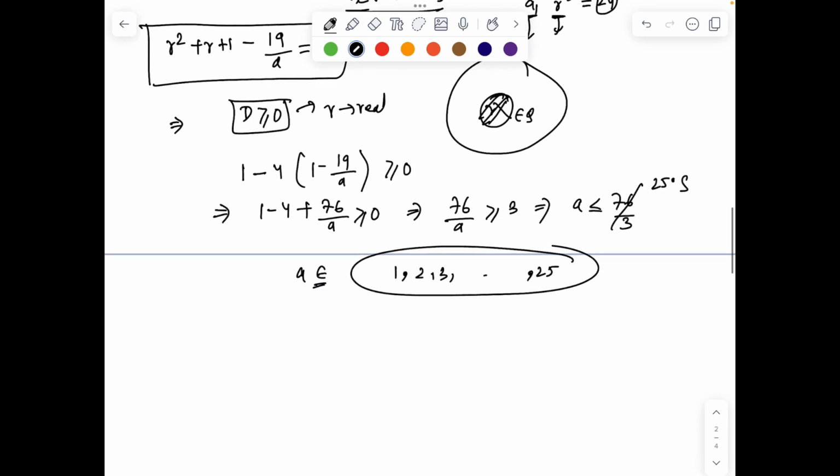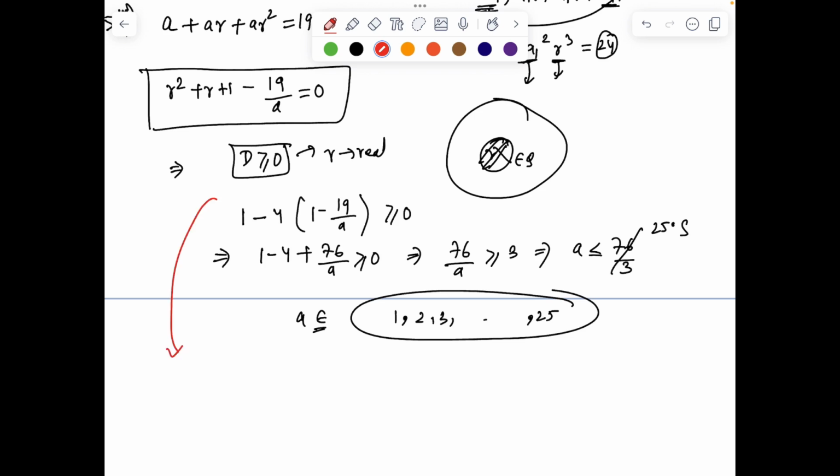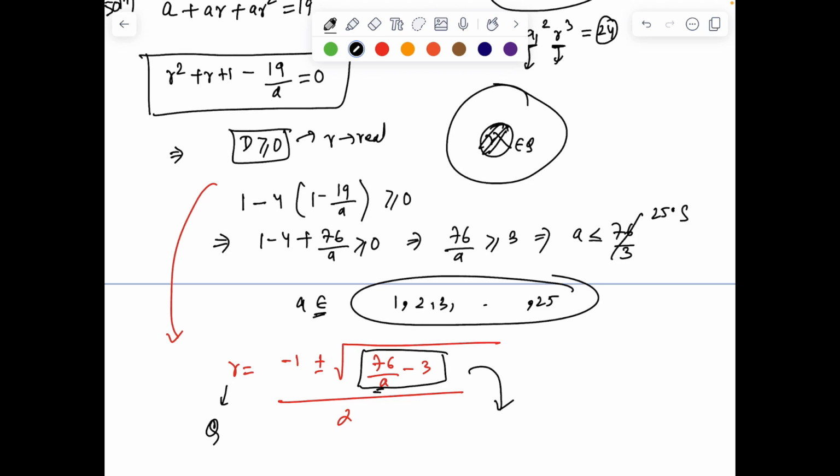Now clearly it will be too lengthy and traumatic an experience to check all of these. So let's put in some stronger condition. Okay, now a stronger condition: r value is minus b, so which is minus 1 plus minus root of b square minus 4ac, which is 76 by a minus 3, over 2a. Now if r has to be rational, and you know a is natural, one of the necessary conditions, again not sufficient, will be that this has to be a perfect square.